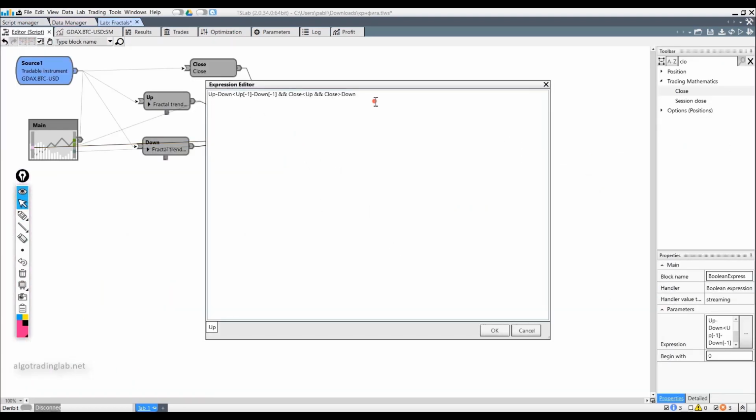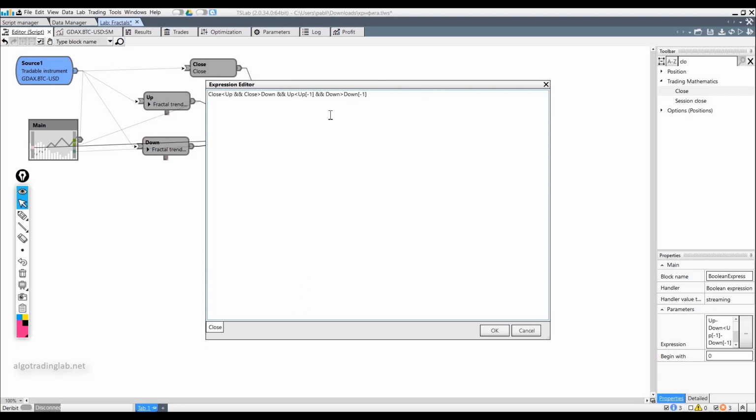We will have to add two more expressions. The upper line should decrease, meaning that the current value of the upper line should be less than its previous value. Likewise, the lower line should rise, meaning that the current value of the lower line should be greater than its previous value. Also note that by adding these two conditions, we can eliminate that condition here, because by definition it will work when our two conditions work.